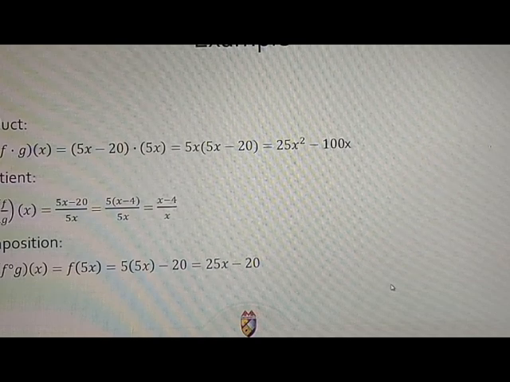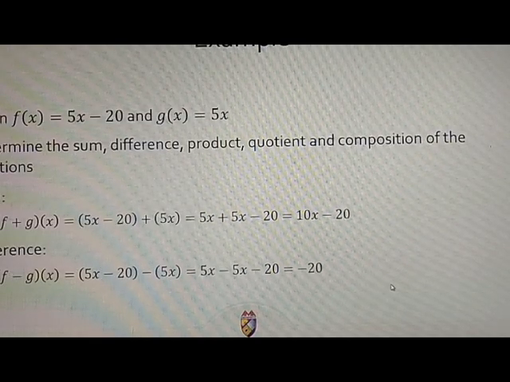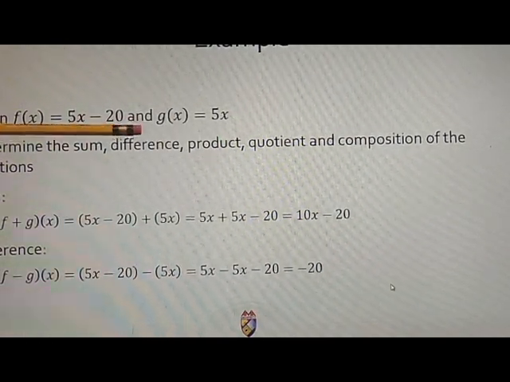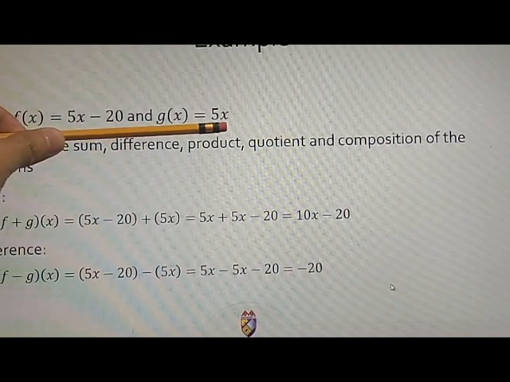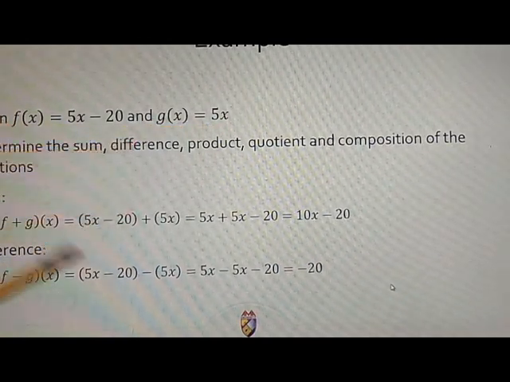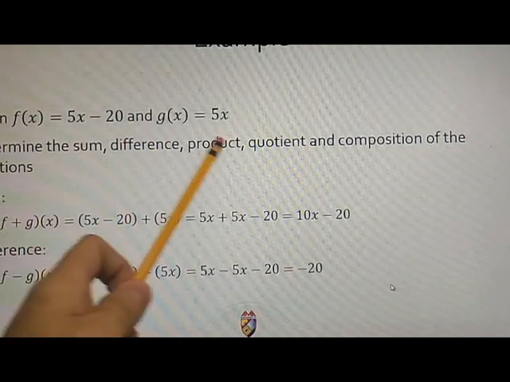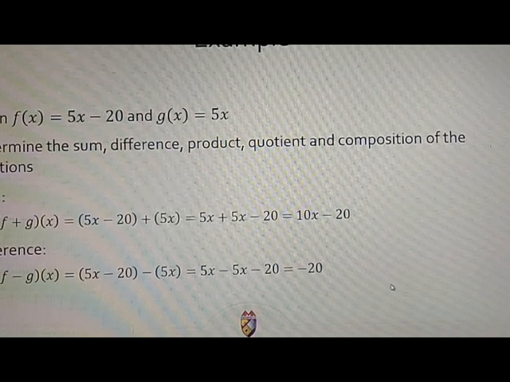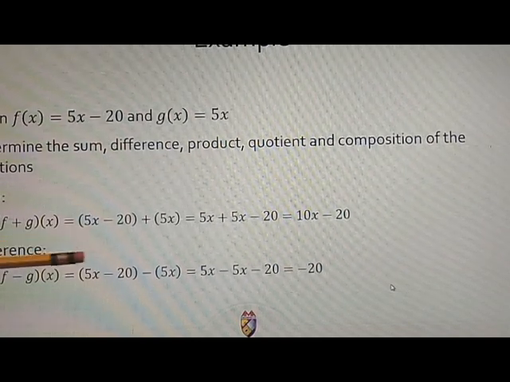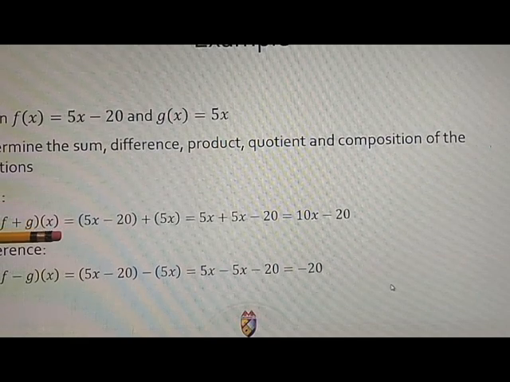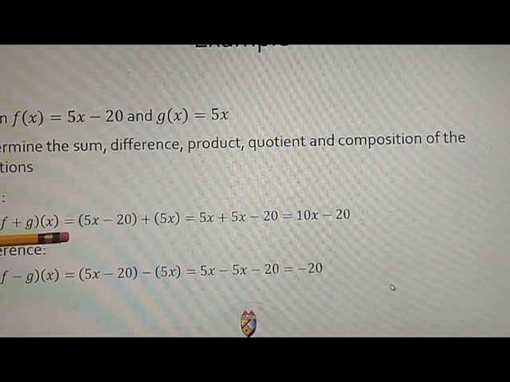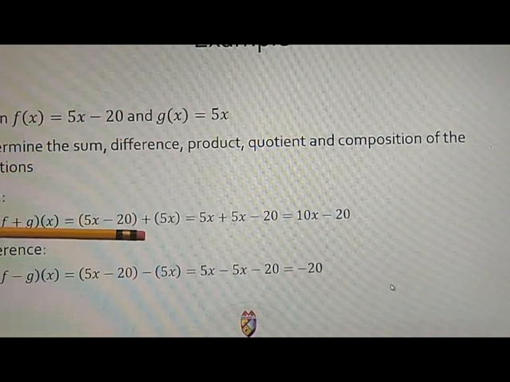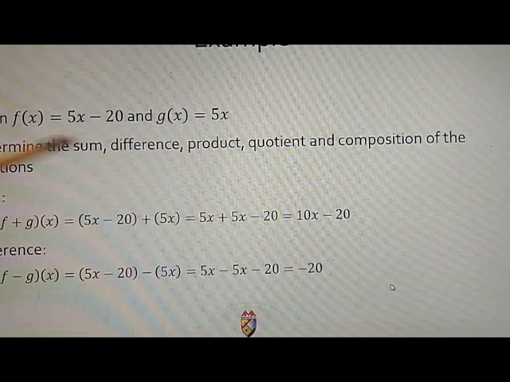Okay, example. So given f of x is equal to 5x minus 20 and g of x is equal to 5x. Okay? So that is the given. So determine the sum, the difference, product, quotient, and composition of the functions. Okay. So for the sum, the definition earlier, f plus g of x is equal to f of x plus g of x. So you have to substitute the value of f of x and g of x.